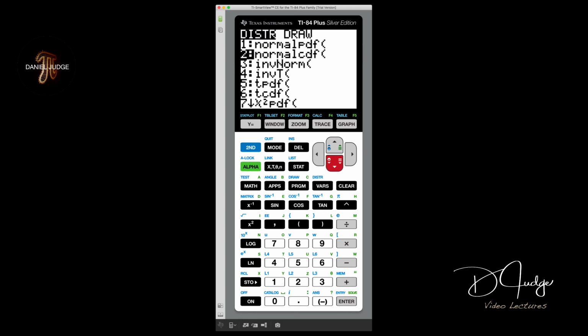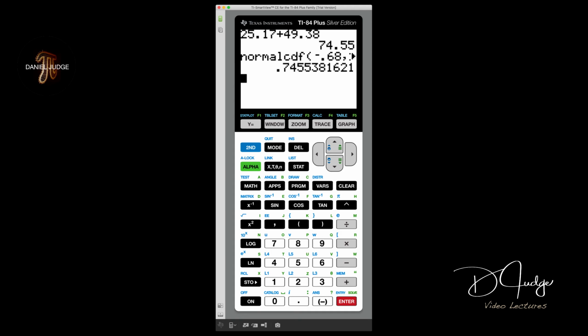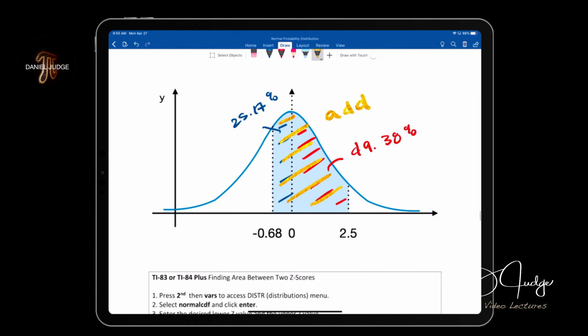Go down to NormalCDF. The lower value now is, use this negative key, 0.68 for the lower value, and then the upper value is 2.5. Oh, it's the same. It's already entered there. Mean is 0. Standard deviation is 1. It's the standard normal distribution. Sure enough, we get 0.7455 approximated to the 10,000th position. So, yes, ladies and gentlemen, it's the same answer, 0.7455.